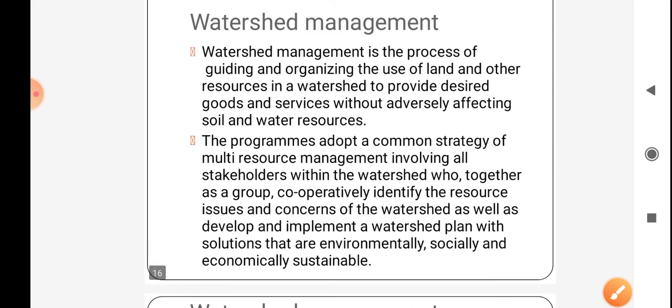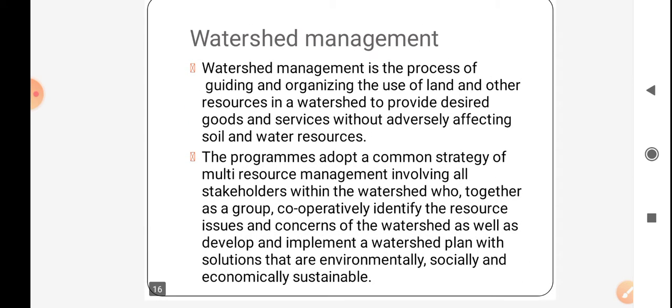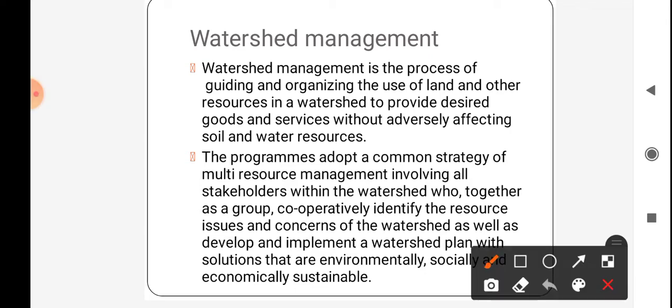The programs adopt a common strategy of multi-resource management involving all stakeholders within the watershed, who together as a group cooperatively identify the resource issues and concerns of the watershed, as well as develop and implement a watershed plan with solutions that are environmentally, socially and economically sustainable. So a common strategy is there. Multiple stakeholders are there and they are doing things cooperatively.